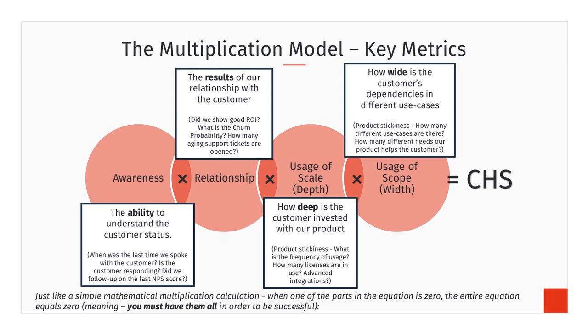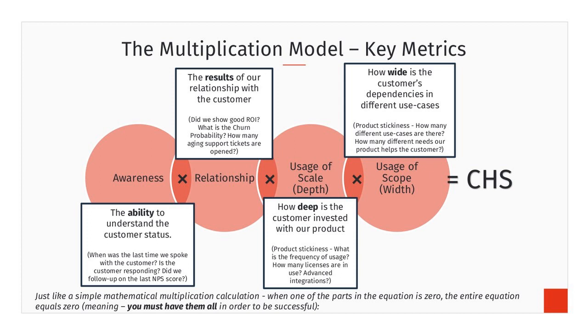This slide, right? Okay. So on the theoretical level, we divided the usage into two different aspects, usage of scale and usage of scope. So scale means how deeply the customer invested with our product. The things that we measure are how many times he logged in a month, or how many licenses he used. If he has different advanced integrations, so this is under usage of scale.